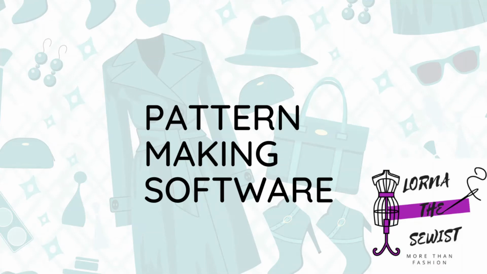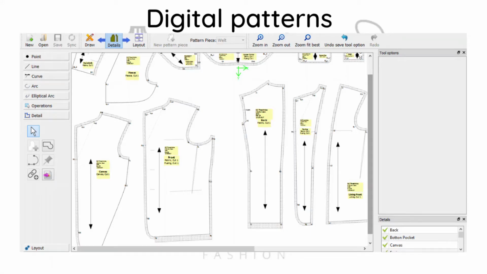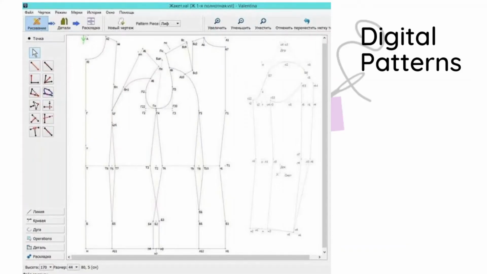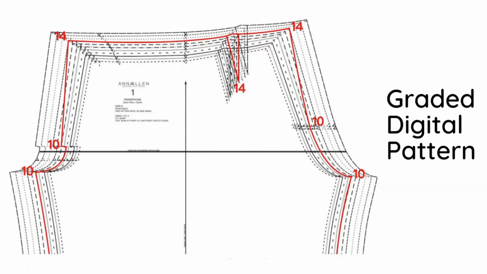Pattern making software. This enables you to input your measurements and draft out a pattern. These softwares draft patterns to fit your measurements specifically, eliminating fitting trial and error in the sewing room. I would definitely advise you to get into this process if you've already done your block patterns and you've already done your drafting and everything, so that when you get into the software and you're creating your pattern, you don't have to repeat the process. And the beauty of this, as you can see, is that you can easily grade the patterns to the next size. Grading basically means making the pattern into multiple sizes, as you can see in the rest of this slide.